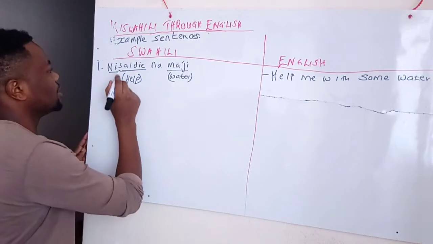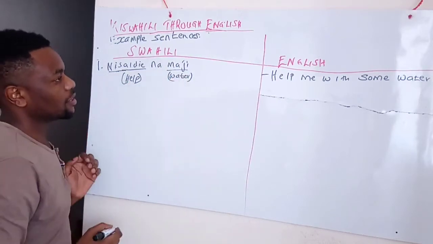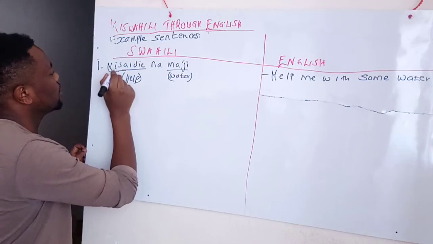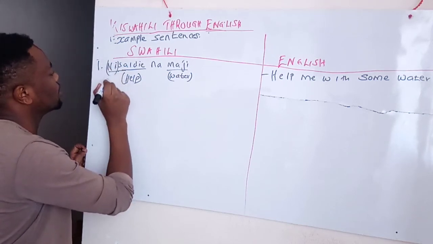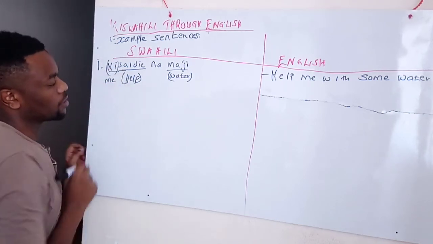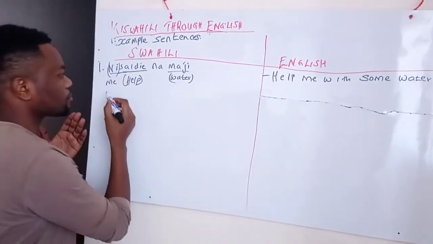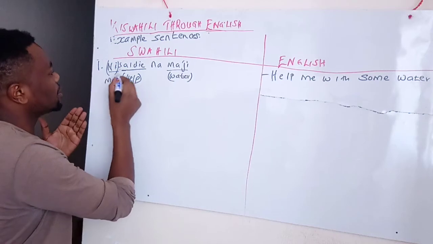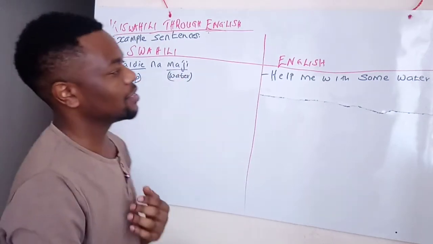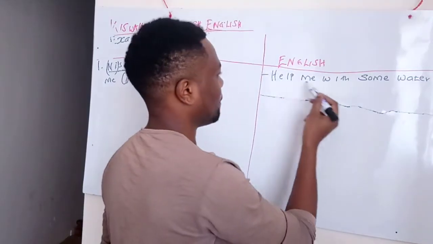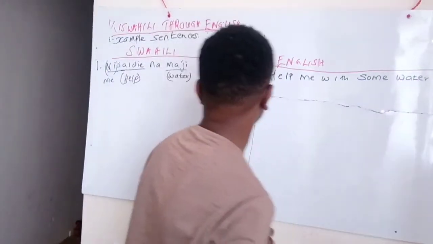So when you say nisaidie na maji, this part ni here is referencing me or I. So in this case, nisaidie na maji, the basic or implied meaning is help me with some water.